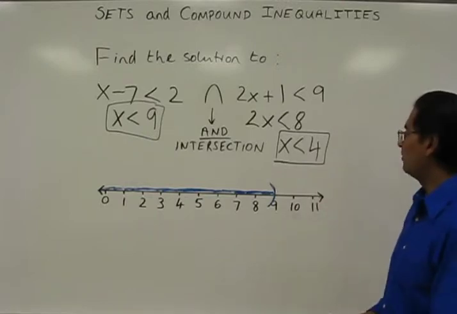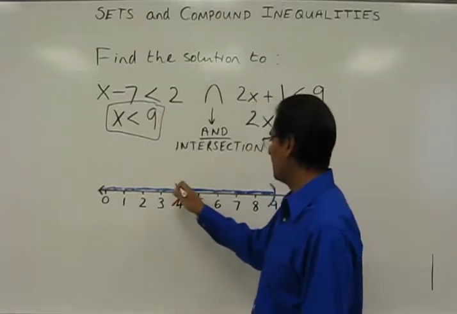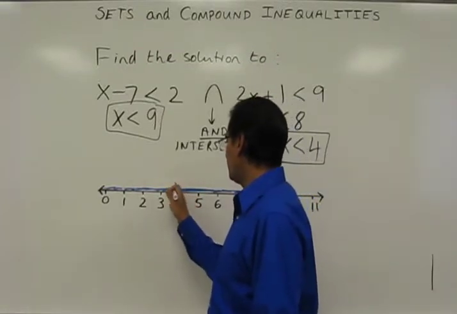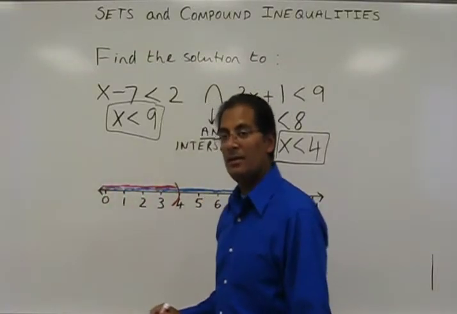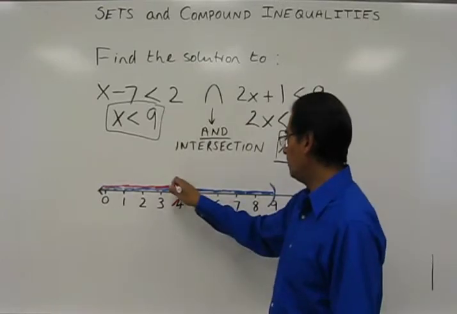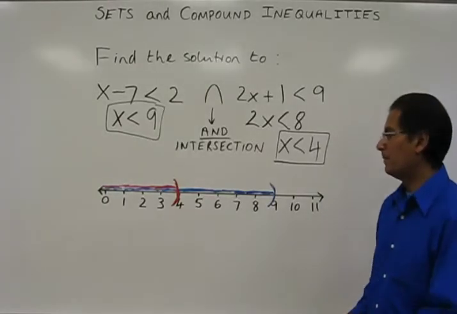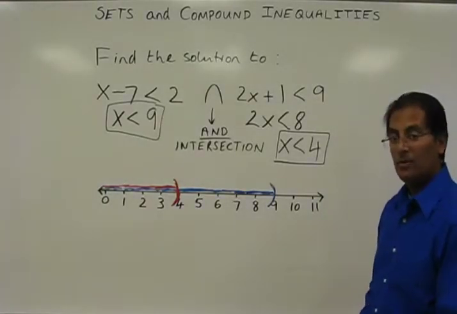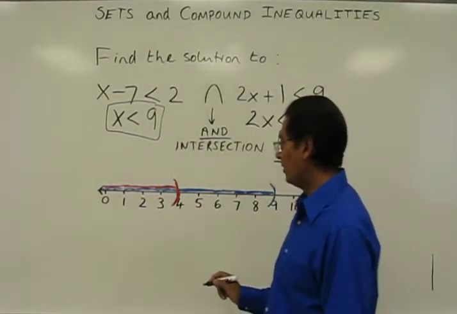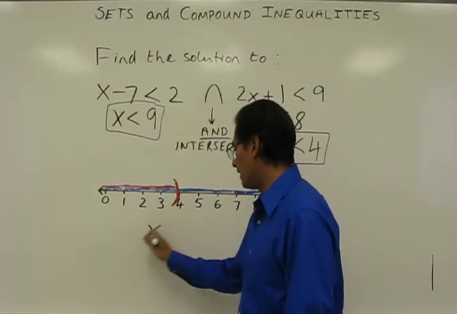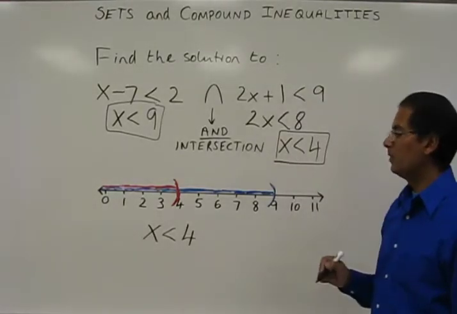Similarly, x less than 4, well, we start at 4. Here's my parenthesis at 4. And we go all the way down to negative infinity, down to the left side infinitely. And so we want to know, where do these two sets overlap? Well, we can see it from the picture. Where do the red and blue overlap? It's everything less than 4. So we would say the solution is x less than 4. That's my solution to this compound inequality.